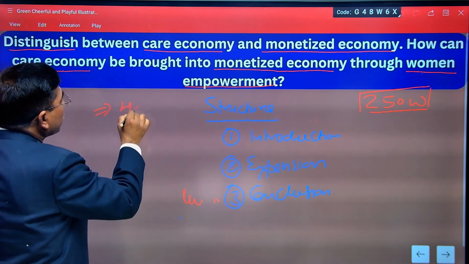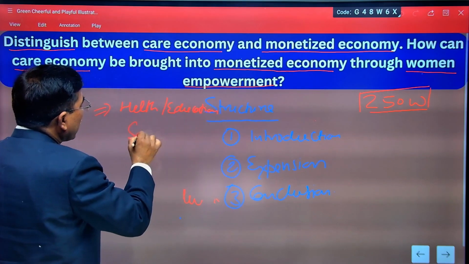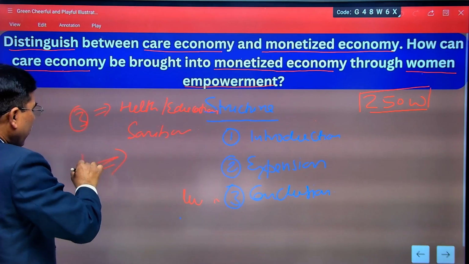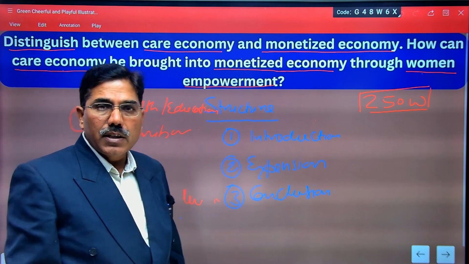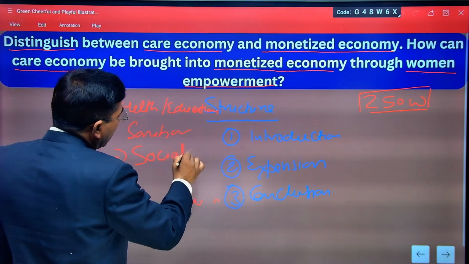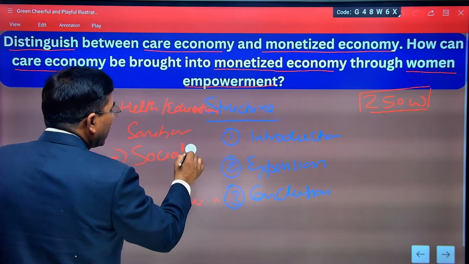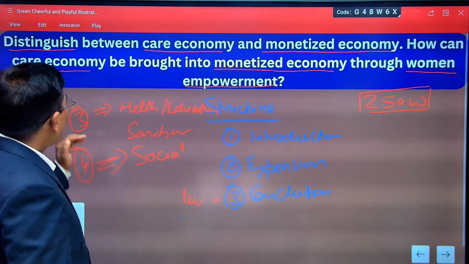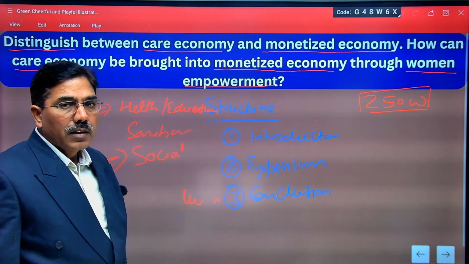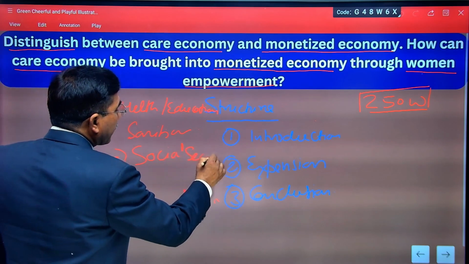That is health, education, sanitation, other facilities. And the fourth point is what? Social security for the women. If we are providing social security to the women, then definitely what will it do? It will convert the care economy into a monetized economy with women empowerment. That is the point, that is social security.